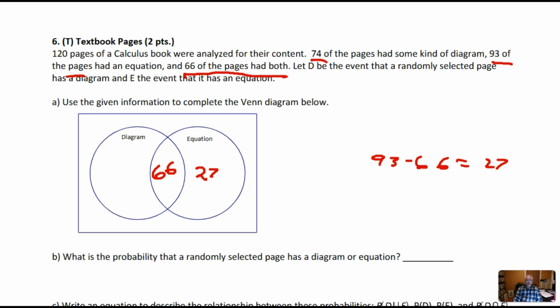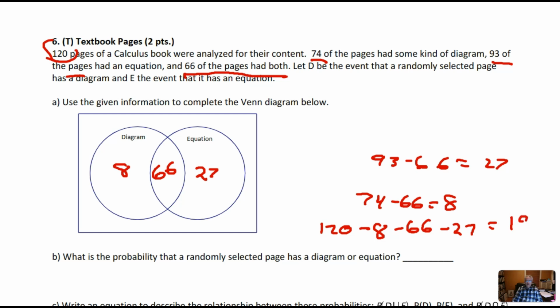All right, 74 pages had some sort of diagram. Well, the total for this circle is 74. If I subtract the 66 I have already, that leaves 8. Okay, well, there's some pages that have neither. The book had 120 pages, so if I take 120 and I subtract what we have here, minus 8, minus 66, minus 27, I end up with what's left, 19.